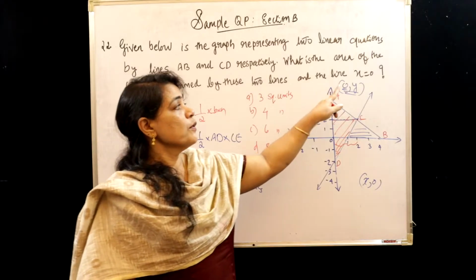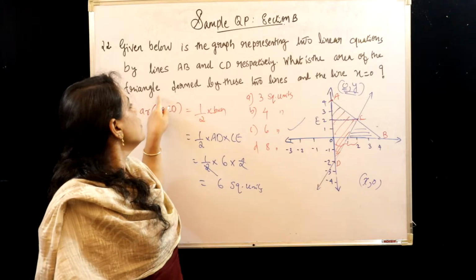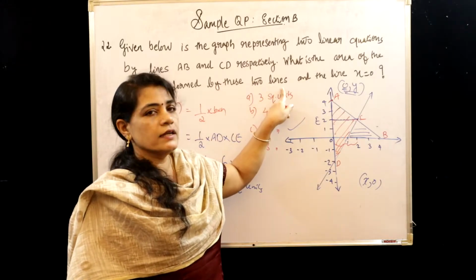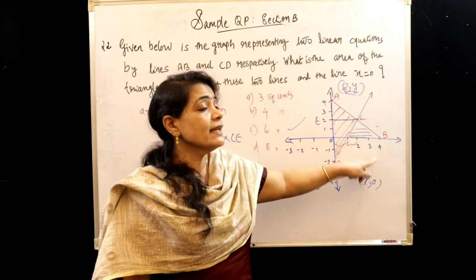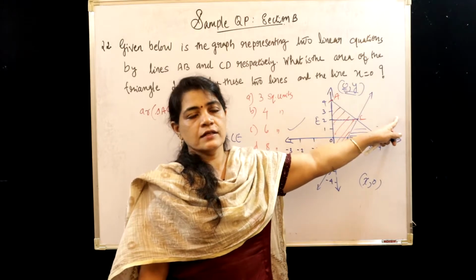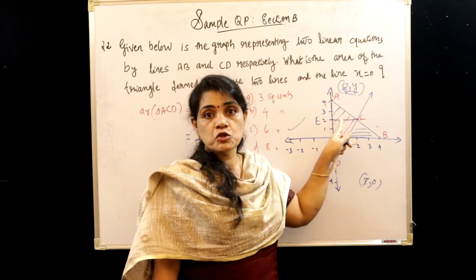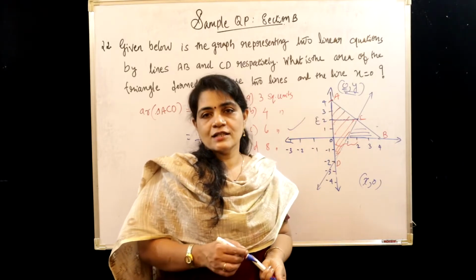The very important point is we have to find the area formed by the triangle with these two lines. Area of the triangle formed with these two lines and x is equal to 0. X is equal to 0, you have to consider as the y-axis. Triangle formed with these two lines with the y-axis. It is clear, children? Now the next question.